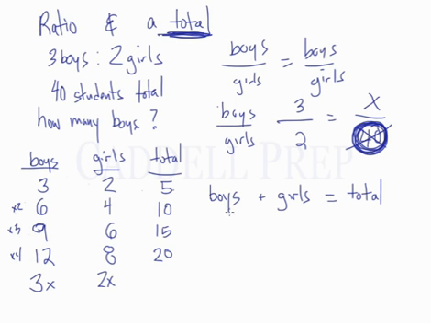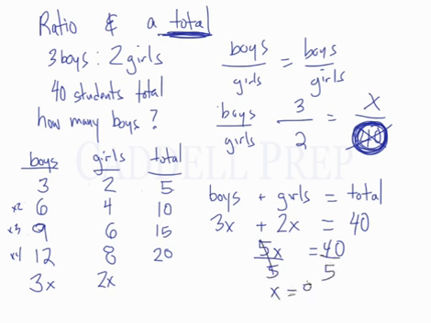Okay, we don't know how many boys there are, but it's going to be 3 times something. We don't know how many girls there are, but it's going to be 2 times that same number. Let's add up to 40. So boys will be a multiple of 3 because the ratio is 3 boys to 2 girls, and girls will be a multiple of 2, but they're going to be multiplied by the same number. So now we have an equation to solve for x. We end up with 5x equals 40. Just divide by 5. Get that x equals 8.